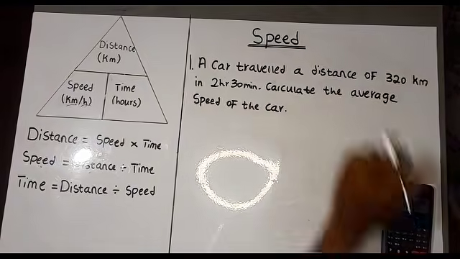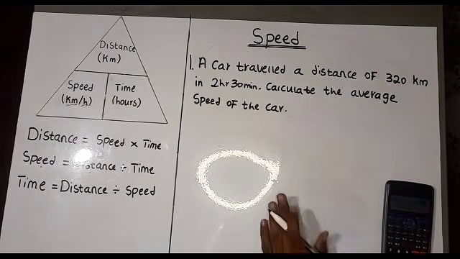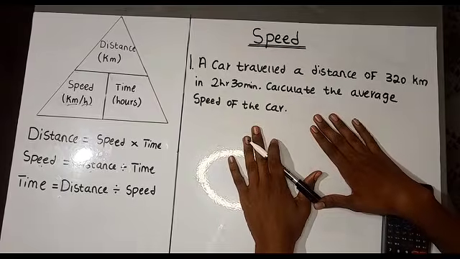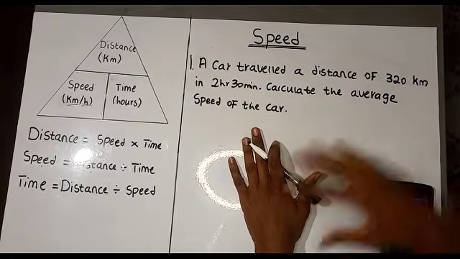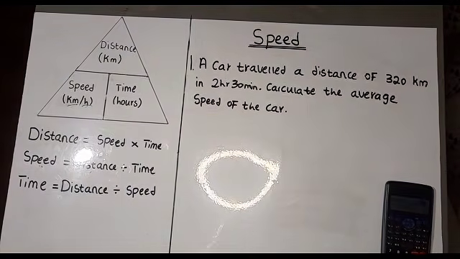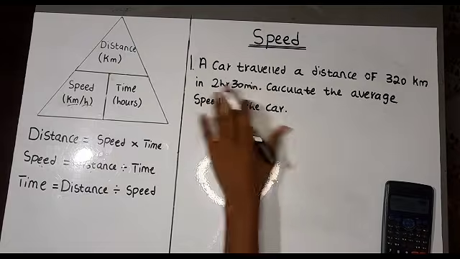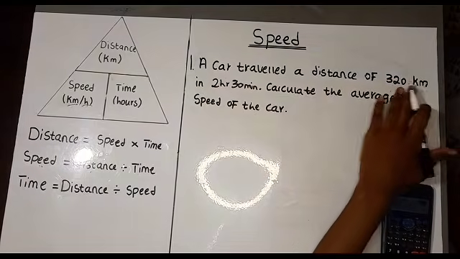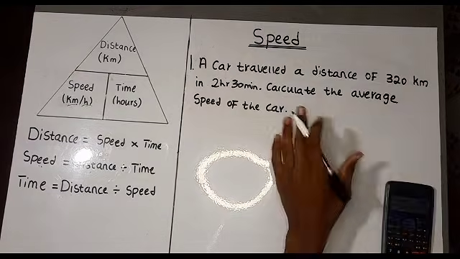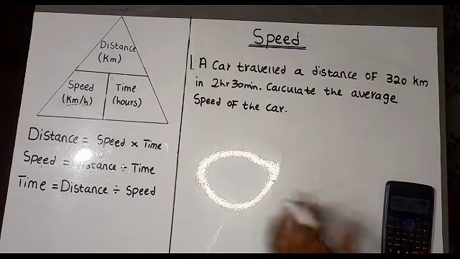So still on speed, we're now working on another example. Please pause the video, try to answer the question, and then look at the answer after that to see if you really do understand what I'm teaching you. So our second example says that a car traveled a distance of 320 kilometers in 2 hours 30 minutes. Calculate the average speed of the car.